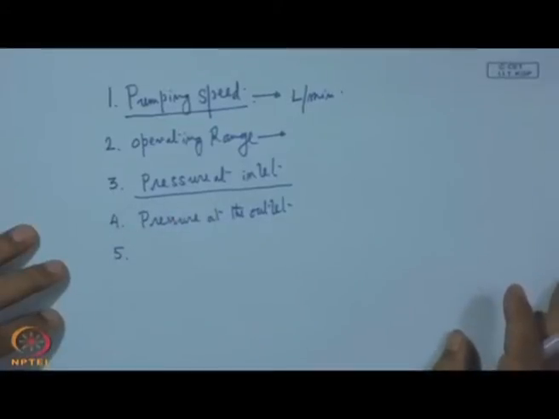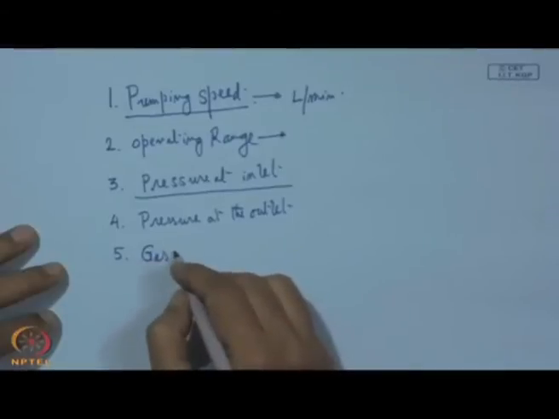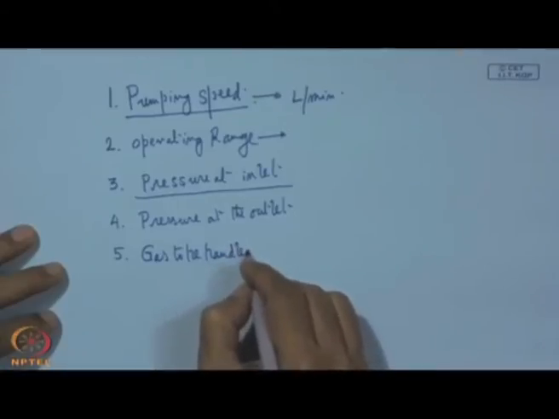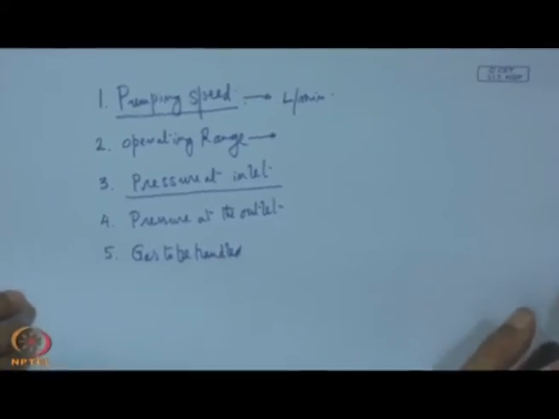And then another thing that is also important is what type of gas it is handling, whether it is inert, whether it is reactive or whether it is corrosive, and accordingly the material of construction of the pump has to be chosen. So, the gas to be handled also has to be listed. These are the parameters for the pump.